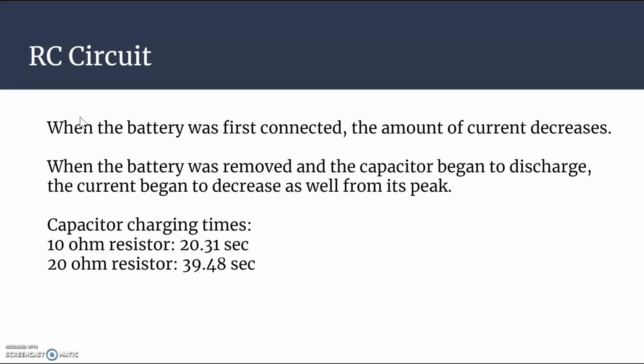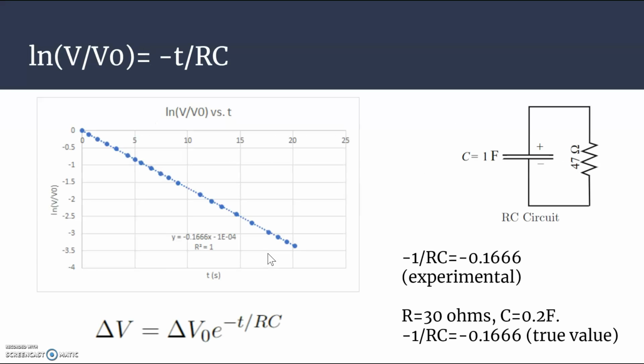When the battery was first connected, the amount of current decreased significantly and then leveled out around 0. When the battery was removed and the capacitor began to discharge, the current began to decrease as well. The time taken to charge the capacitors was roughly linear. With a 10 ohm resistor, it took about 20 seconds to charge the capacitor and about 40 seconds for a 20 ohm resistor.